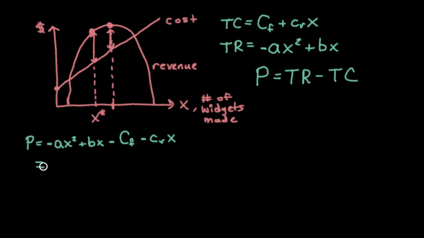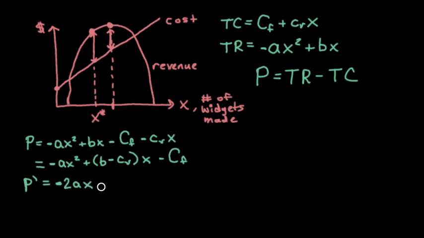First up, I'm just going to rewrite this. It's a little bit more concise. I'm going to write an equation for P prime, or the derivative of P. Check out the derivative rules video for more information on that. Negative 2ax plus b minus cv. Just like that, we got a derivative.